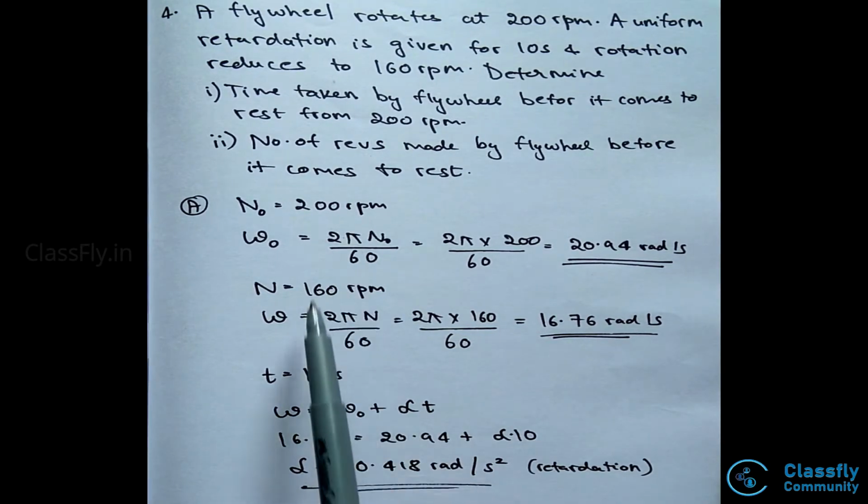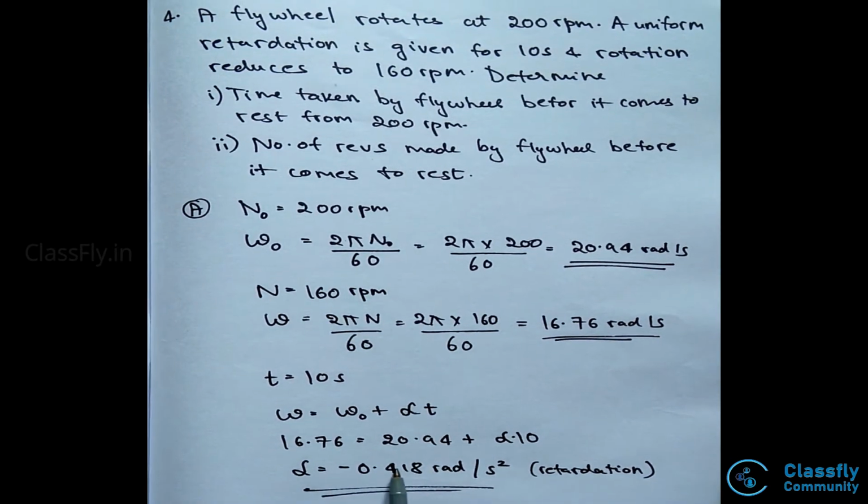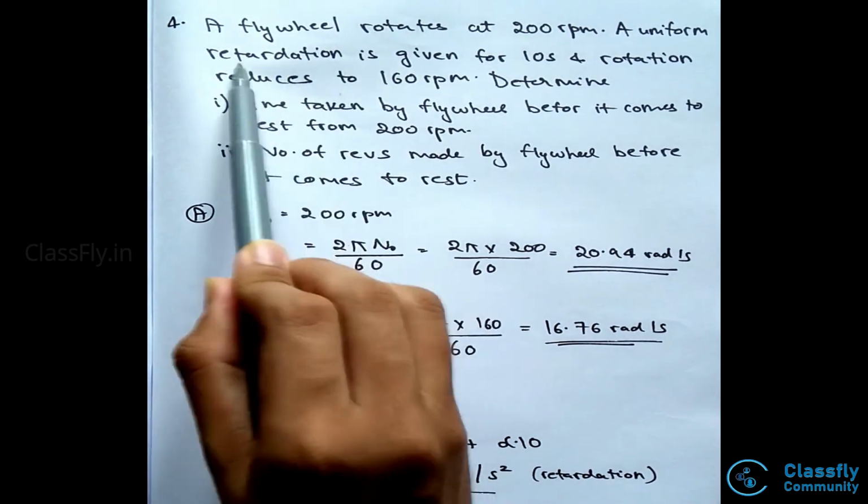Hence, we have 16.76 equal to 20.94 plus alpha into the time t, that is 10. Hence, from this, we get alpha to be minus 0.418 radians per second square. The negative sign indicates that it is retardation as given in the question.